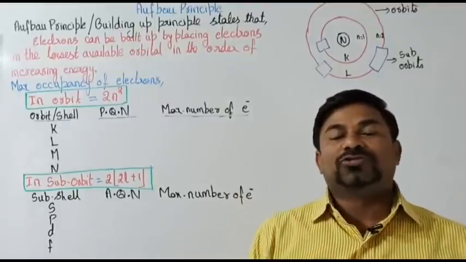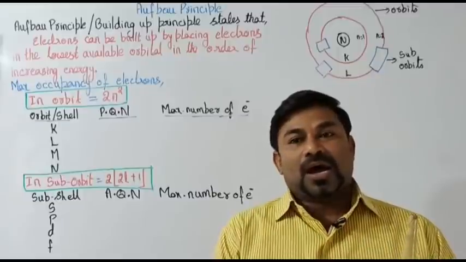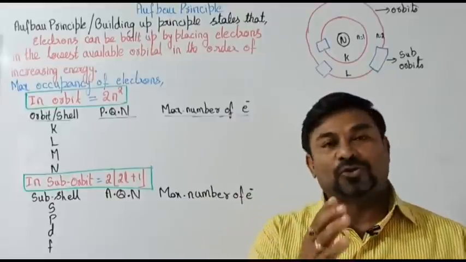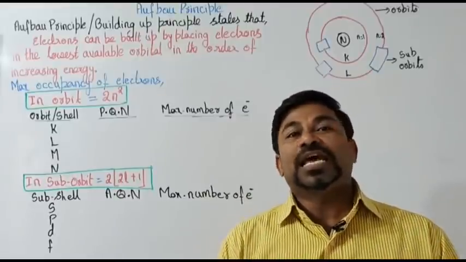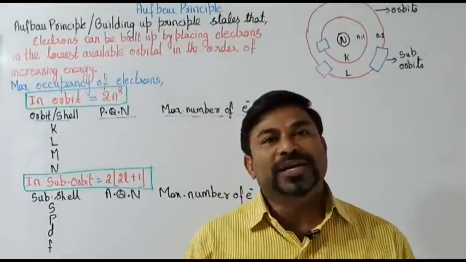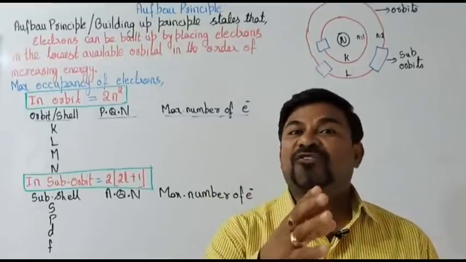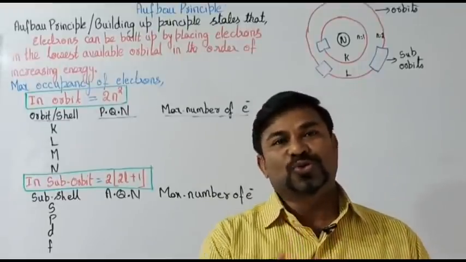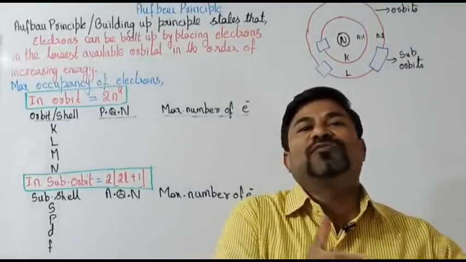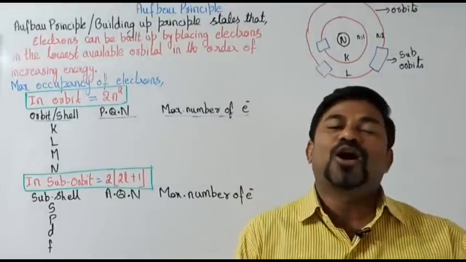In this video, I have taken a topic from atomic structure: how the electrons are filled in the atom. We know that there are three principles helping us to make clear how the electronic configuration should be done. The first one is Pauli's exclusion principle, the second one is the Aufbau principle, and the third one is Hund's rule. These three principles let us know how the electrons should be filled up in the orbits or in the orbitals.